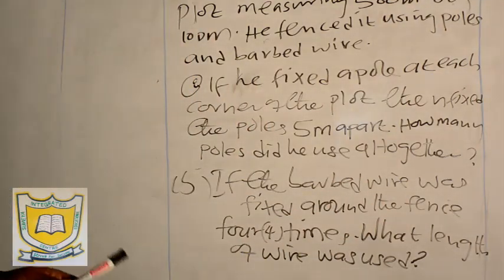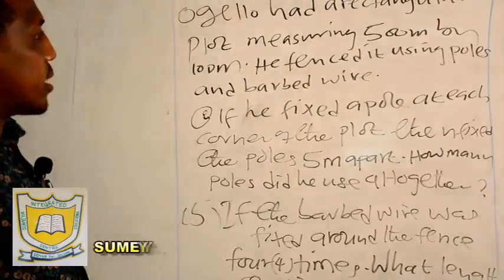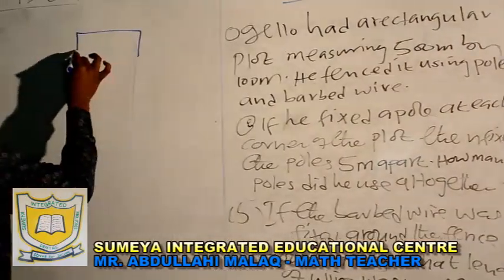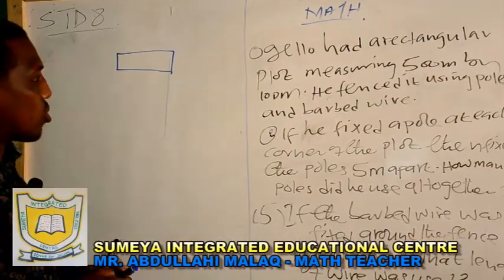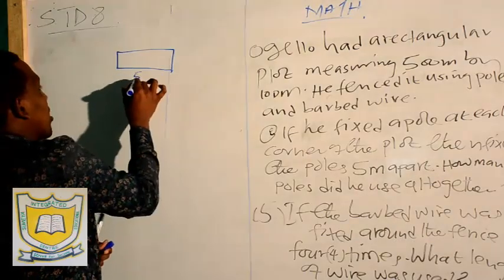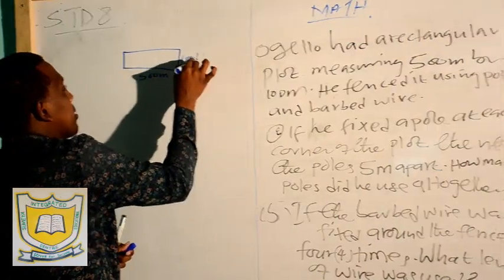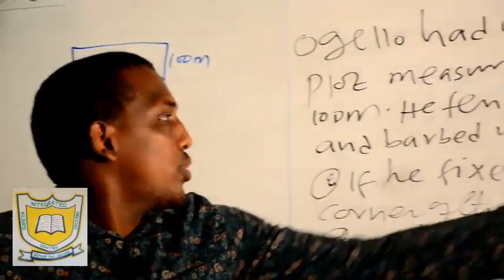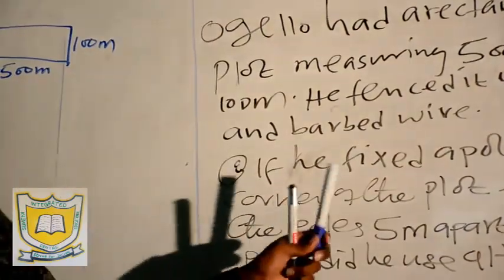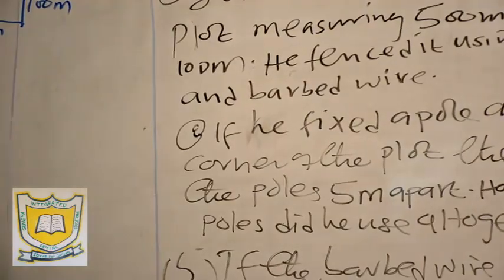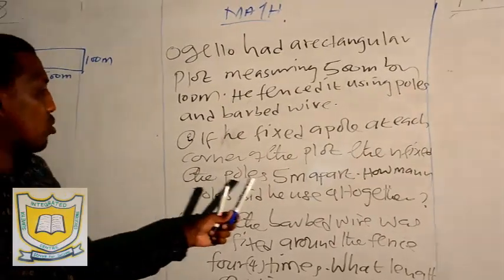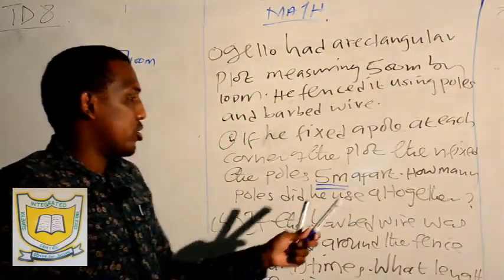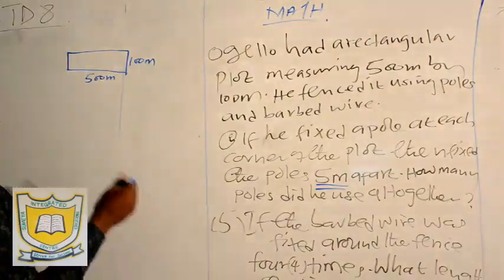Now, let us solve this question. You are told Ogello had a rectangular plot measuring 500 meters by 100 meters. He fenced it using poles and piped wire. If he fixed a pole at each corner of the plot, then fixed the poles 5 meters apart, how many poles did he use altogether? Remember, they are asking the number of poles.